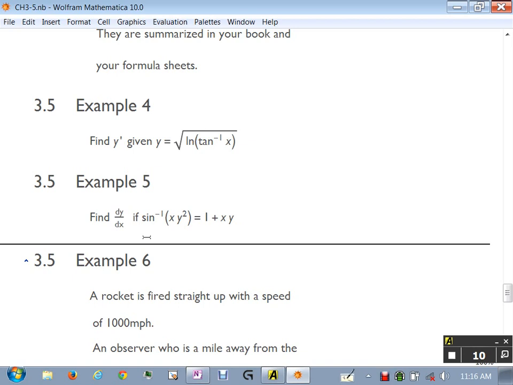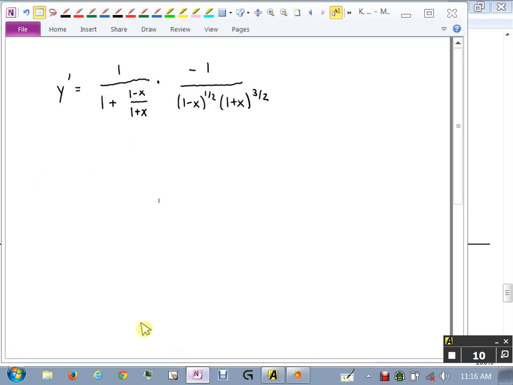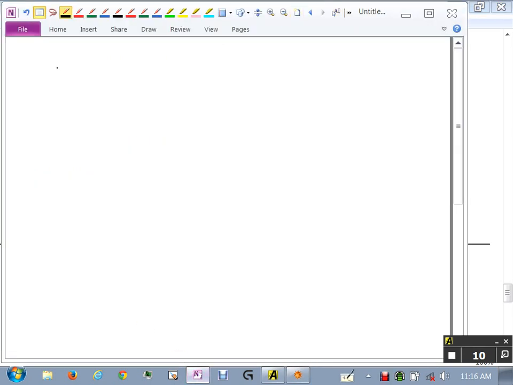So let's see here. We have y equals the square root of, sorry. No, I'm doing the wrong problem. Arc sine of xy squared equals 1 plus xy. And we're asked to find y prime.